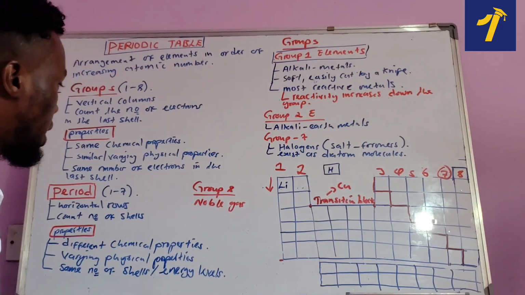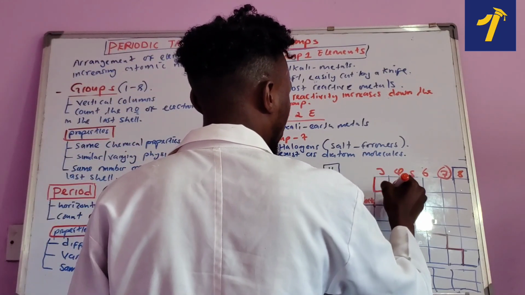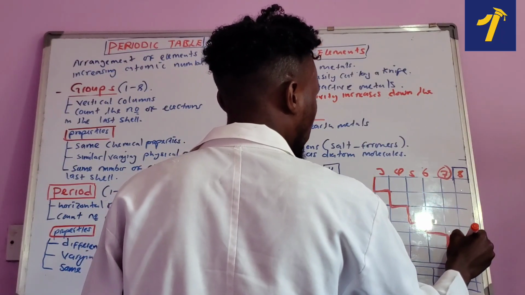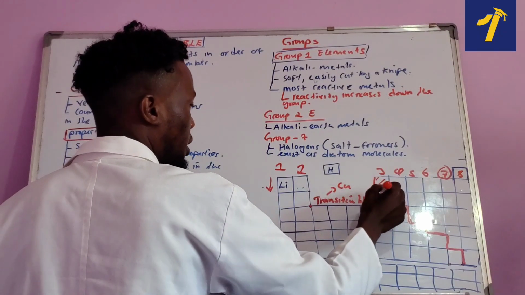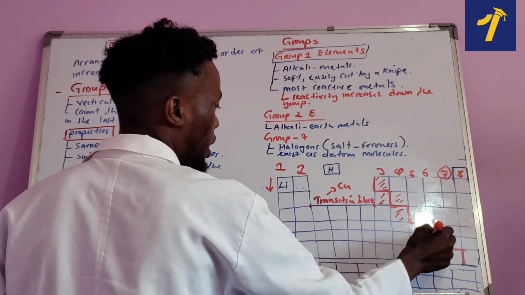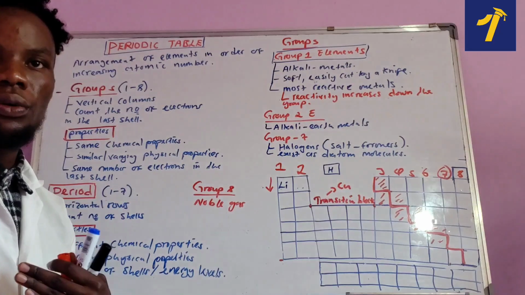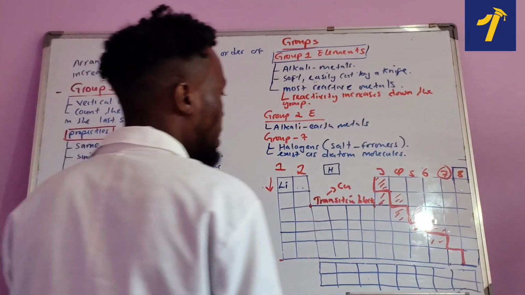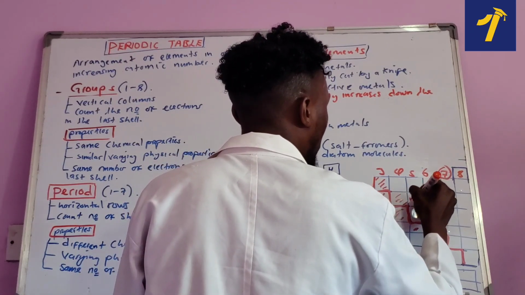Then what else? The last important part is this one. As you can see, there is this block that I've written here. These elements, starting from here, this one, this one, this one, and like that, just after and before that line, are what we call metalloids. Let us write this: metalloids.